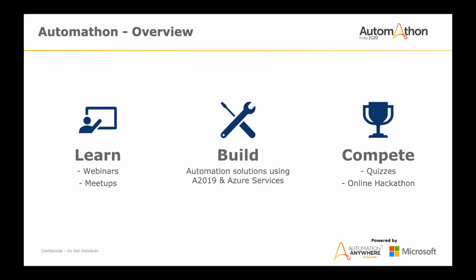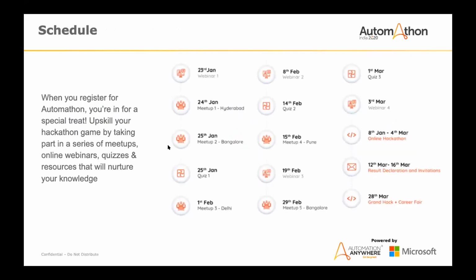Now, talking about the schedule, so this is what I was talking about. With this particular program, we are also looking to upskill your hackathon game, where you can take part in various meetups, online webinars, quizzes, and also there are credits provided by Automation Anywhere and also Microsoft, which can be used by you. And like you can see the dates, we had our first webinar on 23rd Jan, and you can find the recorded video over Skillenza platform.